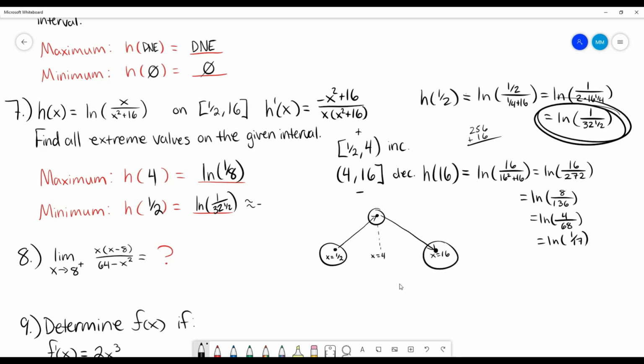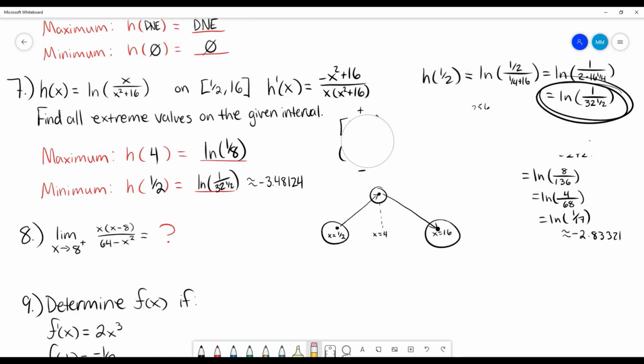And yeah, this answer is going to be about negative 3.48124. And this answer over here is going to be about negative 2.83321, etc. Obviously, this answer is further in the negatives and therefore smaller. Okay.